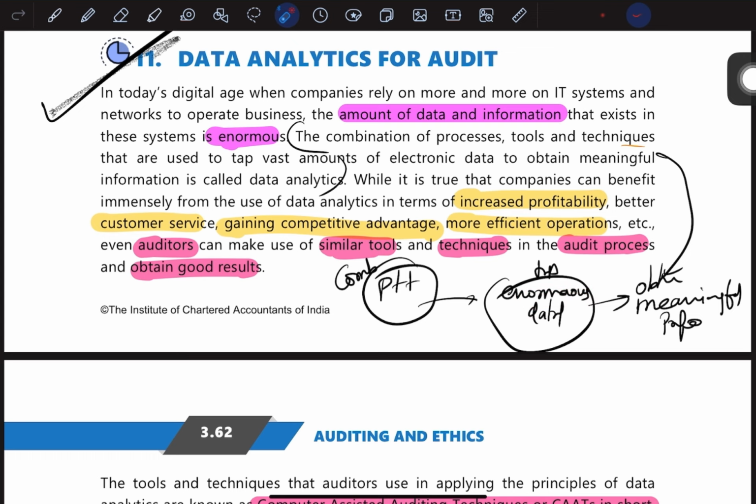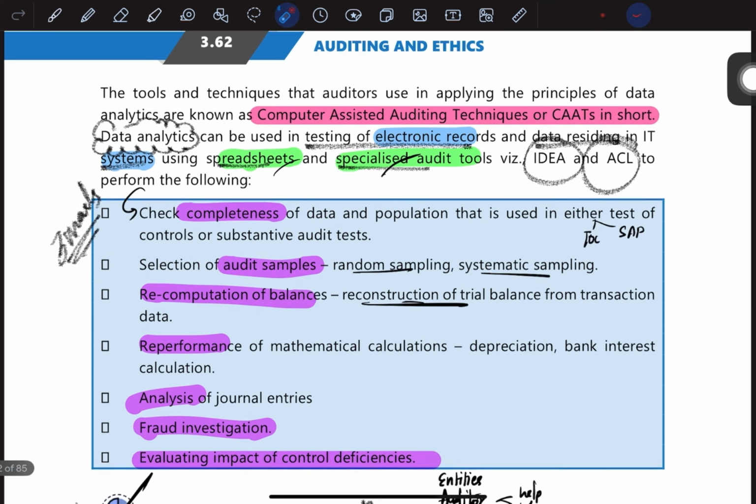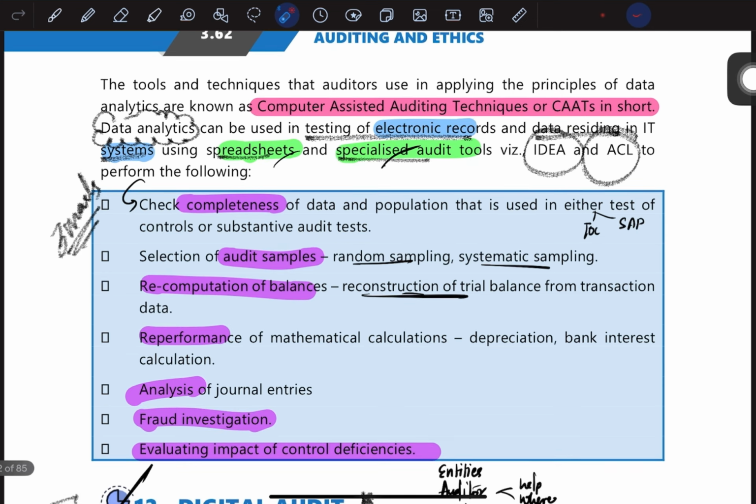So the entity will anyhow use data analytics, but the auditor can also use data analytics. You can also make use of similar tools and techniques in the audit process to obtain good results. So how is the auditor going to use data analytics is what we're going to study over here. Basically the tools and techniques that the auditors use in applying principles of data analytics are also known as computer assisted auditing techniques, or SAT or CAT in short. Okay, so it's basically the tools and techniques which the auditors use in applying the principles of data analytics.